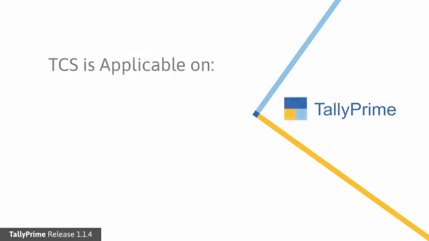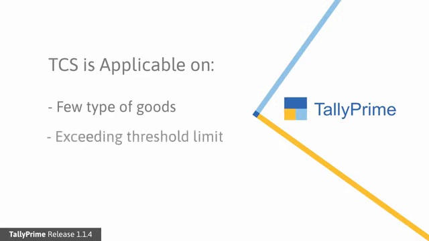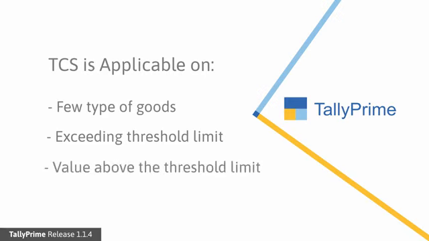For a few natures of goods, TCS is applicable from Rupee 1, and for certain natures of goods only on exceeding a threshold or exemption limit. For example, in the sale of scrap provision, TCS is applicable only on exceeding a threshold limit and tax is to be applied only on the value above this limit.